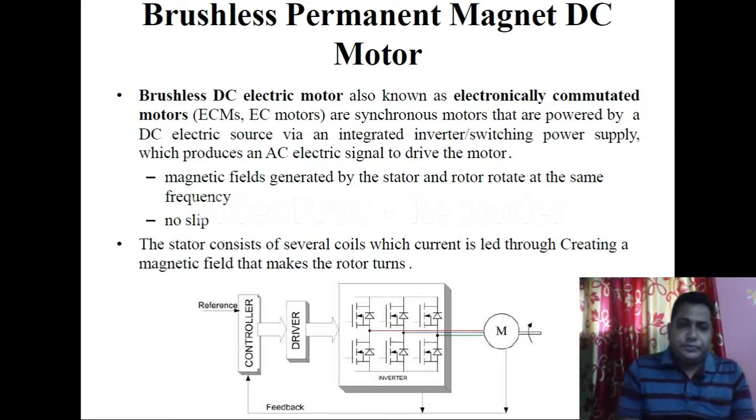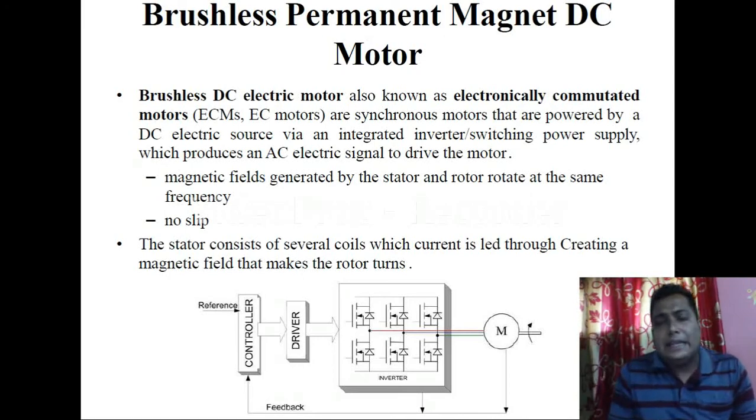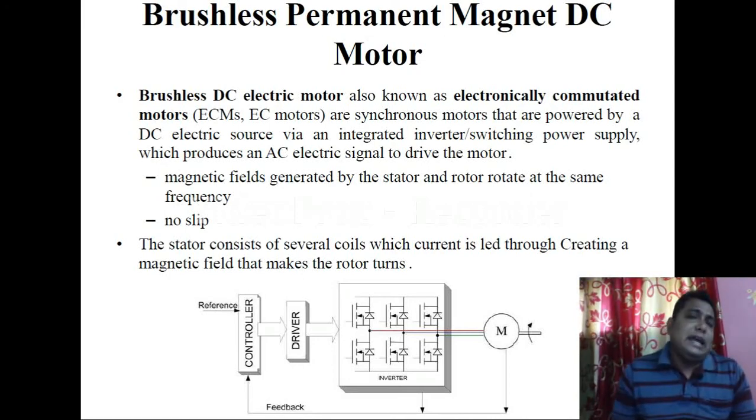Okay, so the magnetic fields generated by the stator and the rotor rotate at the same frequency. And one more thing is that here the rotor always rotates at the speed at which the flux is rotating. That means the rotor is rotating at the synchronous speed.